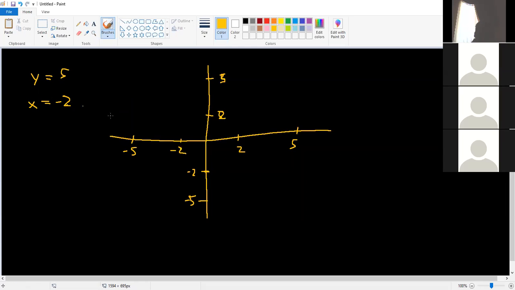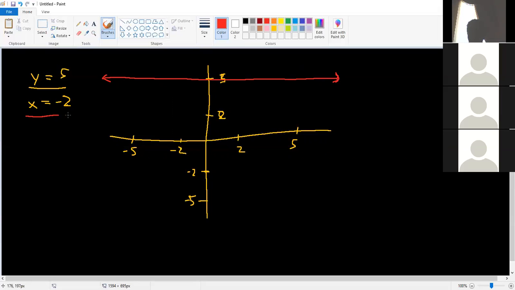First I graphed y equals 5. Okay, so what did you do at y equals 5? I graphed it right? Okay. So is it horizontal or vertical? Horizontal. Horizontal, good. So every x value you plug in, no matter what, y is still going to be equal to 5.